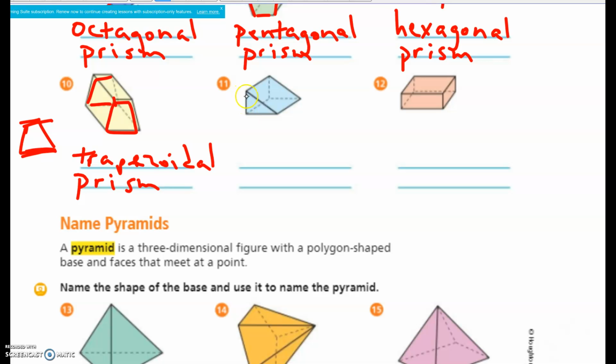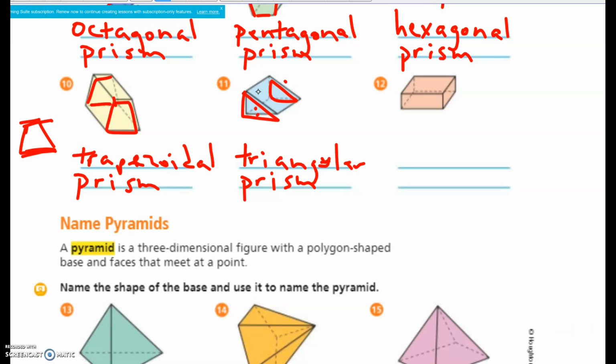Number 11. I see a triangle. Triangular. You have to add a U in there. Triangular, and the sides are rectangles. Prism. So again, look for what you have 2 of. We had 2 triangles there. The other sides were rectangles.